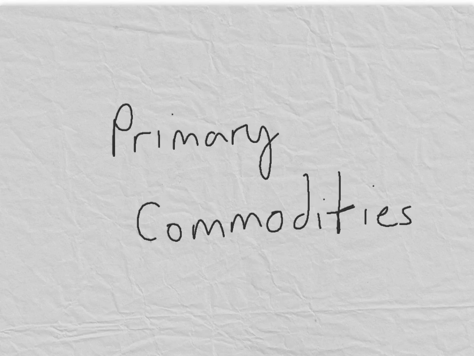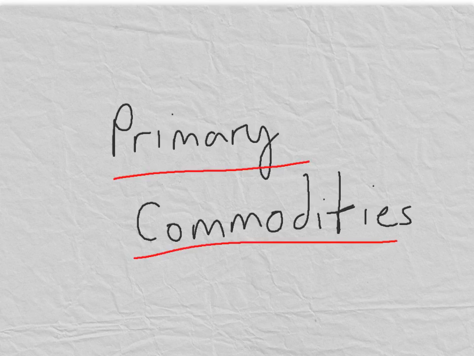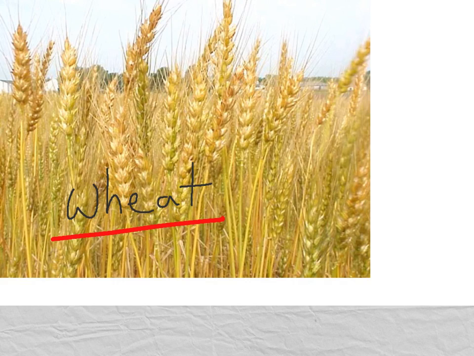This is a presentation about primary commodities and the special qualities that apply to these with respect to supply and demand. Primary commodities are things that come from nature, and for our example, we can choose wheat, something obviously which is grown on farms and grown by wheat farmers.